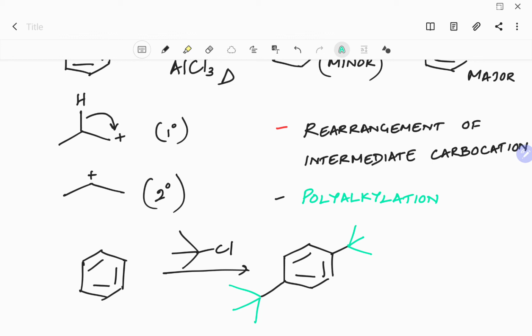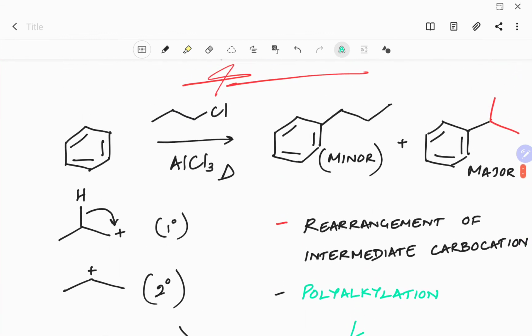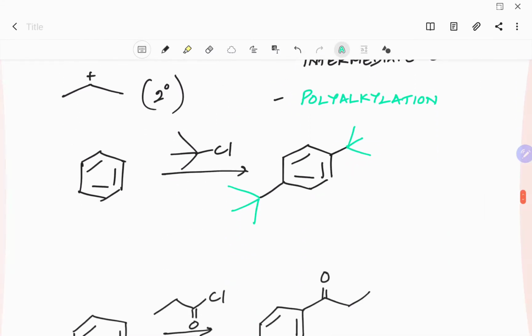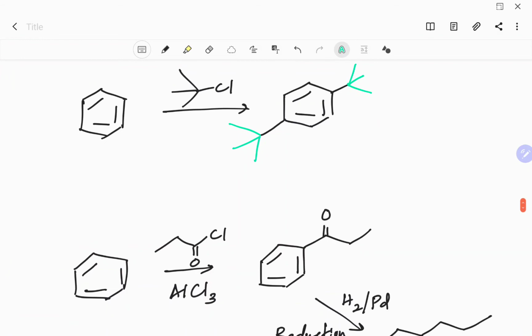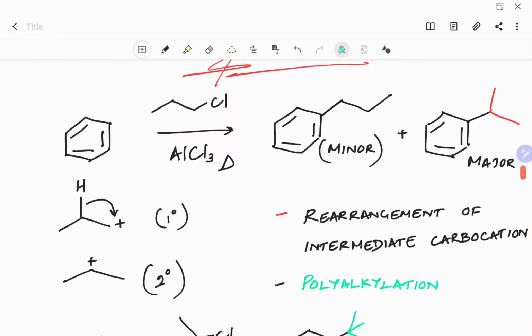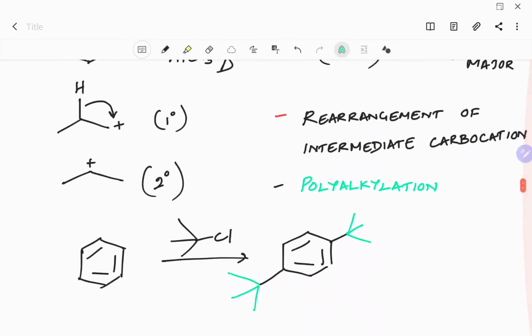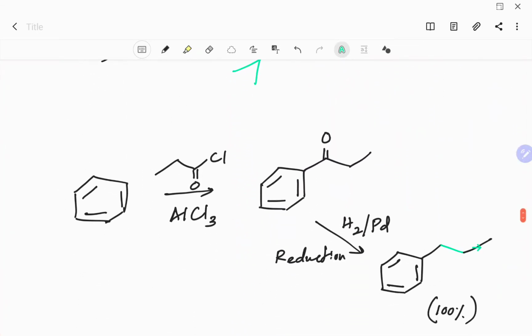Because of these limitations, sometimes it is more beneficial to use acylation over alkylation, and let me show you why. Let's try to synthesize this same exact alkylated benzene, with a propyl group attached to benzene. If you go through the acylation pathway, you need a three carbon chain. So you are using this carboxylic acid halide, and then this is your acylated product.